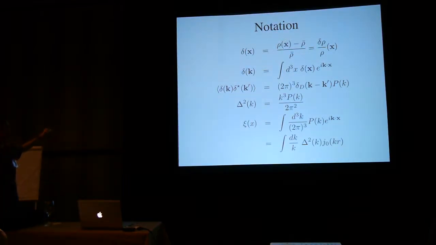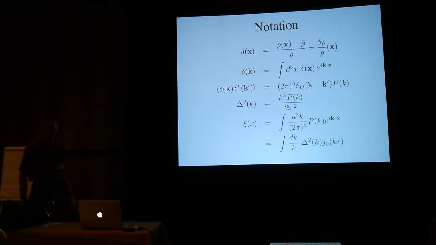The notational scheme I'm going to use throughout is the fractional density contrast, so rho minus rho bar divided by rho bar, where rho bar is the mean density of the universe, is delta of x. My Fourier transform convention is the standard one in cosmology, where all of the 2 pi's go under the k's. That makes my power spectrum look like this, and my dimensionless power spectrum be k cubed P of k over 2 pi squared, just so you know where I put 2 pi's.